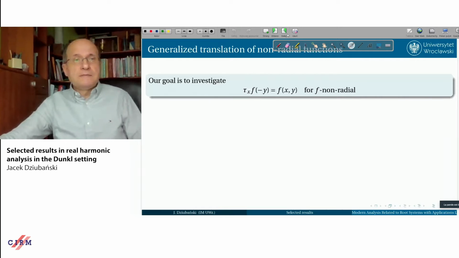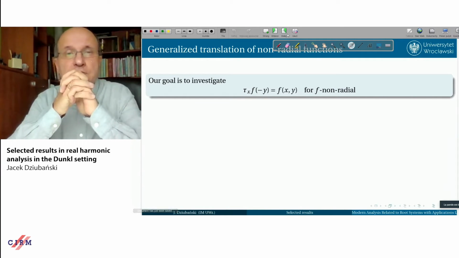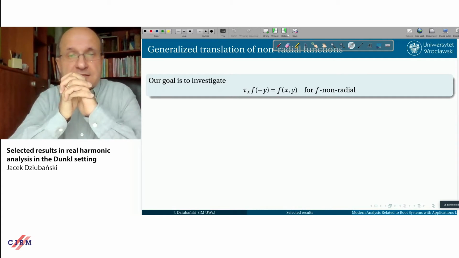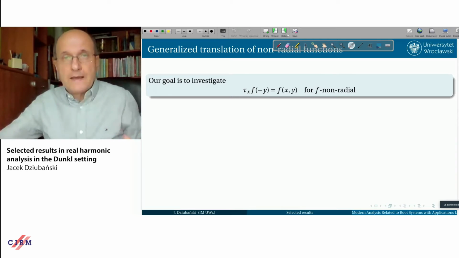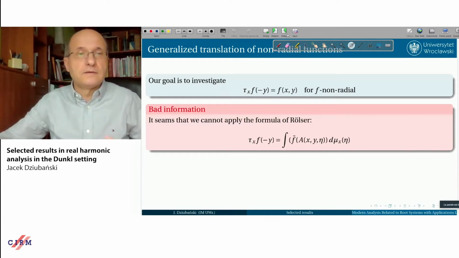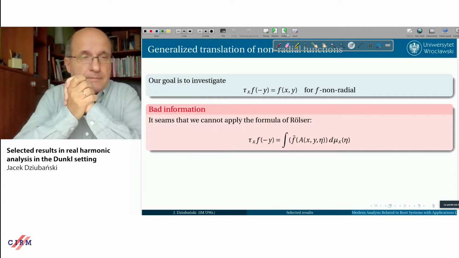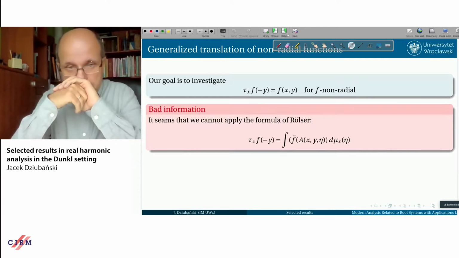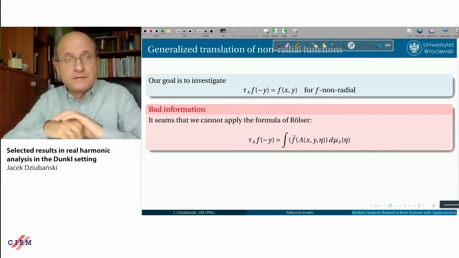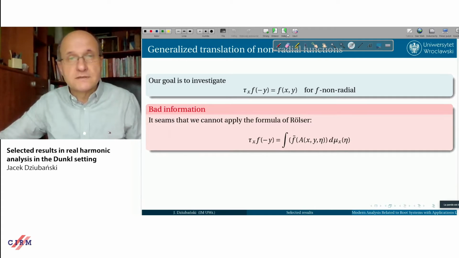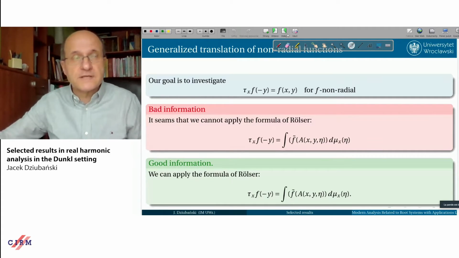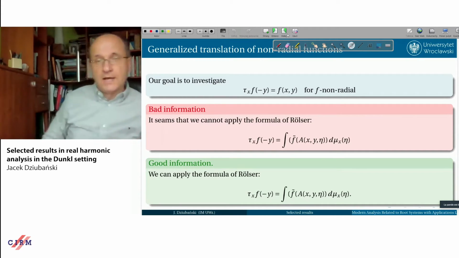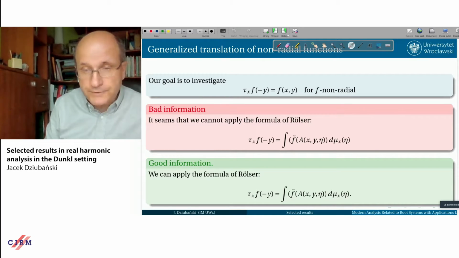Okay, now let me pass to generalized translation of non-radial functions. So this is our goal, to investigate such an object. And now there is bad information: it seems that we cannot apply the formula of Ressler to deal with this problem. But bad information becomes good information, because actually we can apply the formula of Margit-Ressler for translation of radial functions. And I would like to show you how we do that.